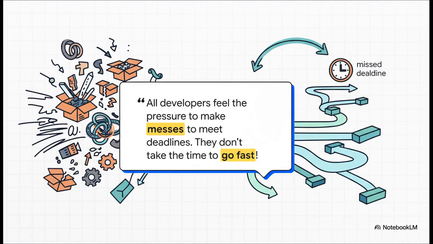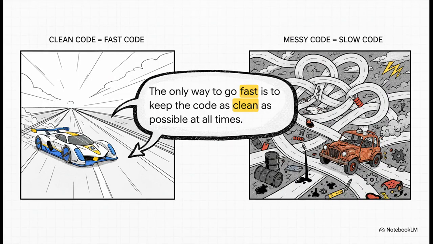Think about it. We're under pressure, right? The deadline is looming, so we rush. We make a mess. But here's the kicker. That very mess is what ends up slowing us down, and we miss the deadline anyway. It's a super frustrating, vicious cycle. So how do we break out of it? Well, the only way to really go fast is to go well.